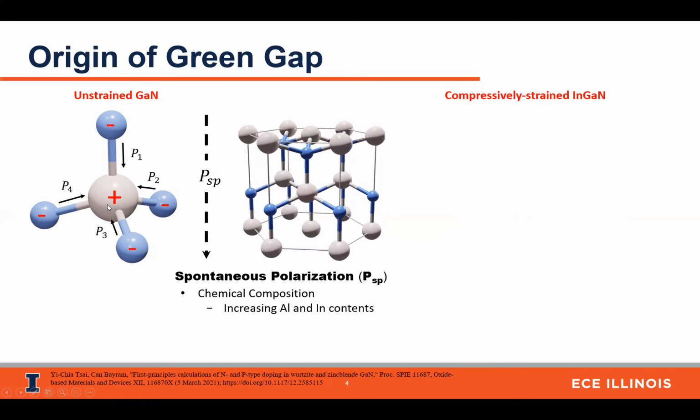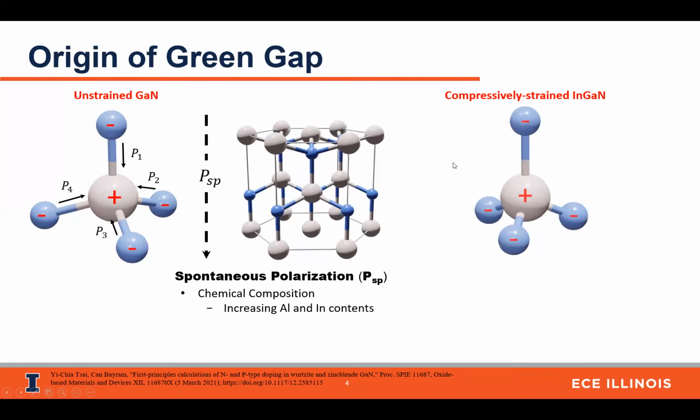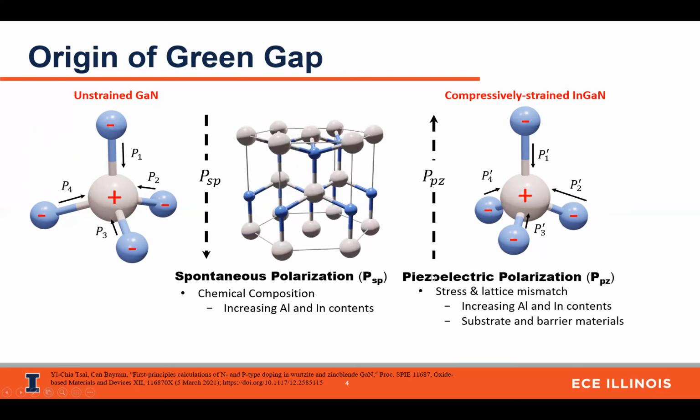on the horizontal plane, these dipoles cancel out with each other. And in the vertical direction, you have a residual dipole moment propagating in the z direction, and this dipole moment is known as spontaneous polarization. Under compressively strained conditions, where your bond length in the horizontal and the vertical direction changes, you introduce a perturbation to the polarization, and this perturbation is known as piezoelectric polarization, and it's caused by external stress or lattice mismatch conditions.